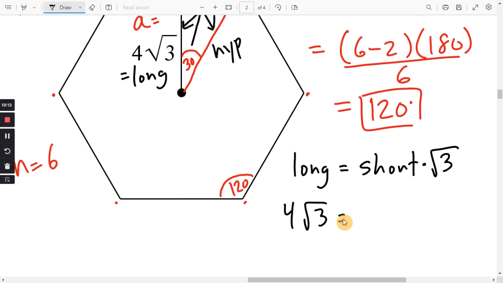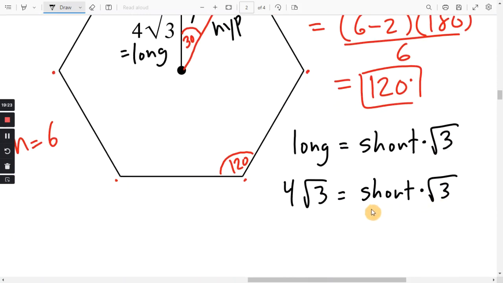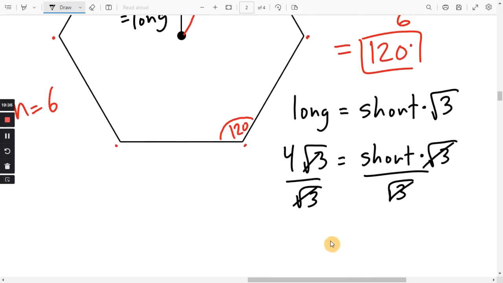The short leg, we do not know. We'll just leave it as short. And that's times radical 3. The opposite of times radical 3 is divided by radical 3. Okay, it cancels here, and it cancels here as well. So the short leg is just 4.